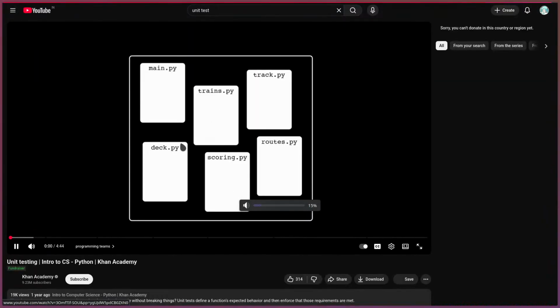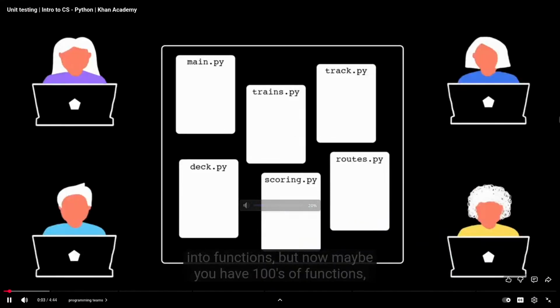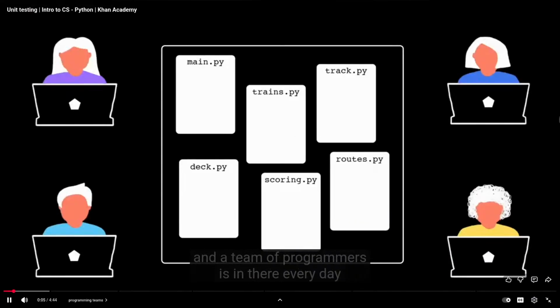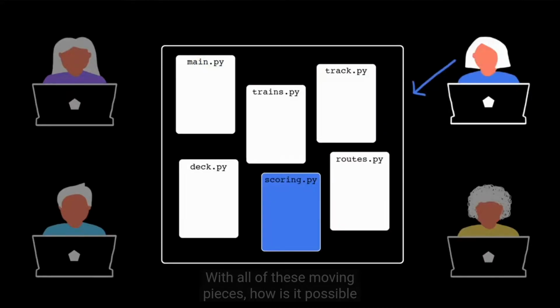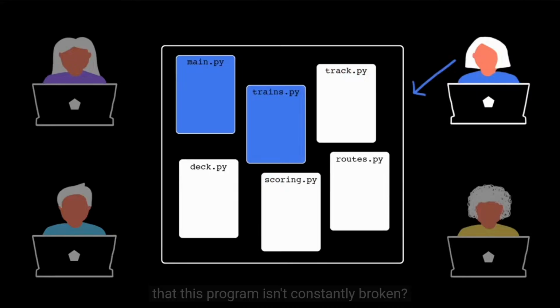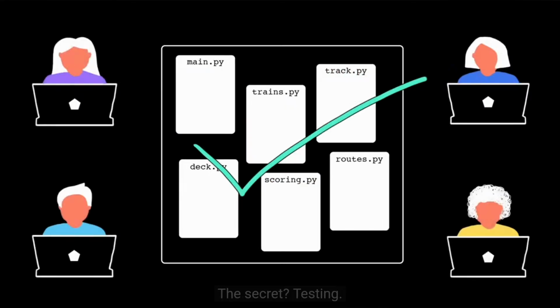You've broken your program down into functions, but now maybe you have hundreds of functions, and a team of programmers is in there every day making changes to the code. With all of these moving pieces, how is it possible that this program isn't constantly broken? The secret? Testing. Tests can come in many forms, like performance tests or end-to-end tests.